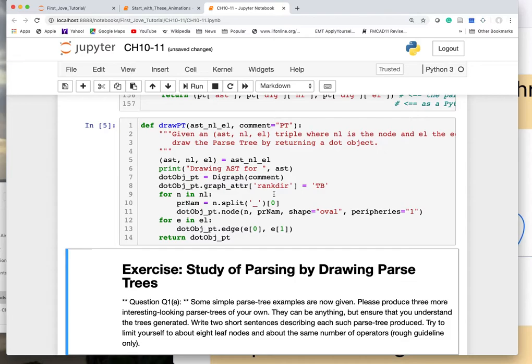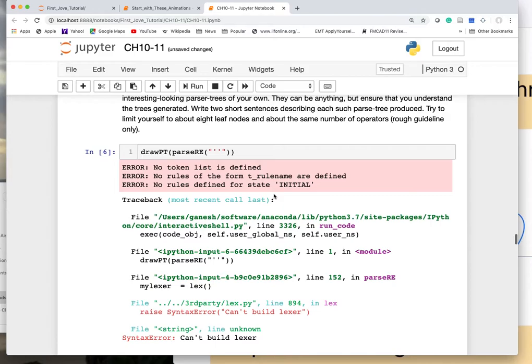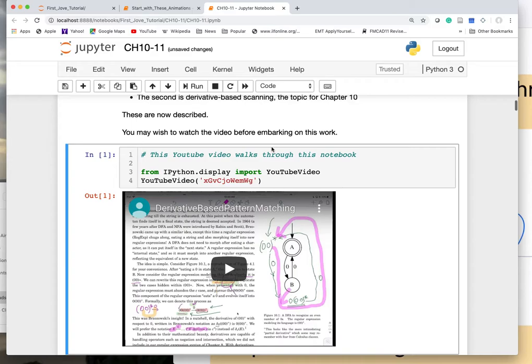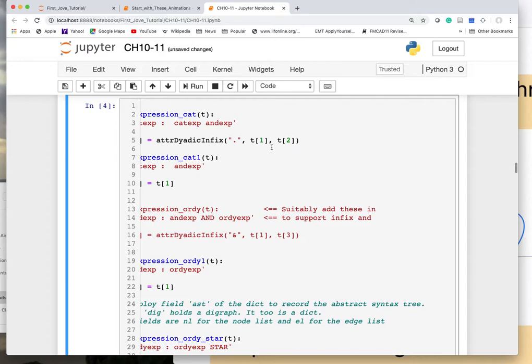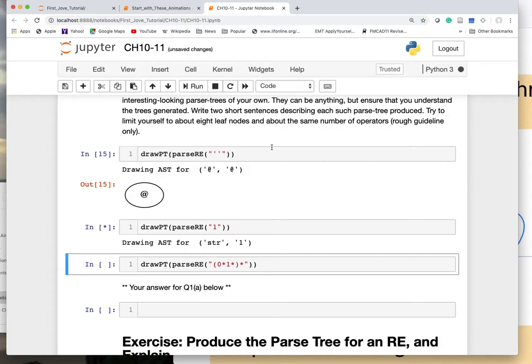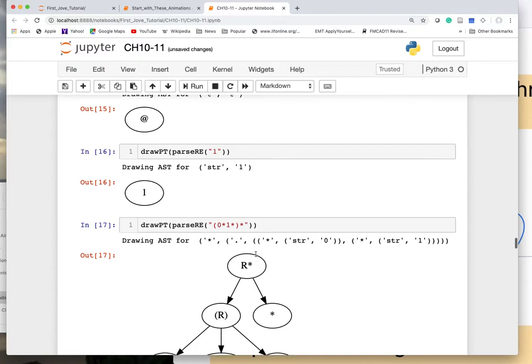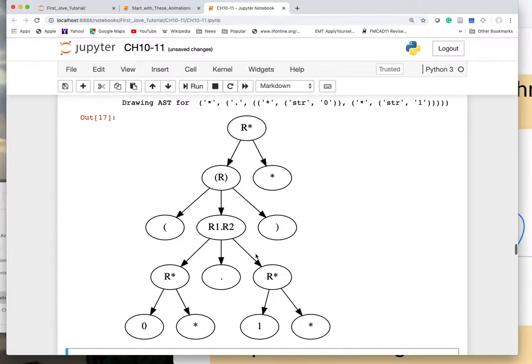There's a parse tree command. Okay, so now I need a way to draw. Okay, what did I do? Let me make sure that I ran all of the cells. Okay, good. So I'm now going to show how the parser works by drawing parse trees. So if I parse regular expression 1, it is drawing a tree for it. What happens when I parse regular expression 0 star, 1 star, star? So it got parsed there, like that.